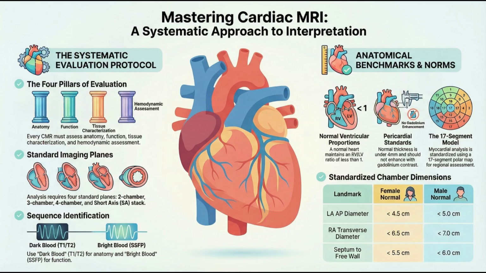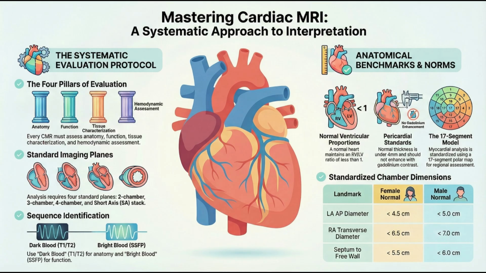So we use the 17-segment model. This is the bullseye plot. Yes, it's a standardized map that's used across all cardiac imaging, nuclear medicine, echo, and MRI. You visualize the left ventricle as a target or a bullseye. Walk us through the rings of that target.